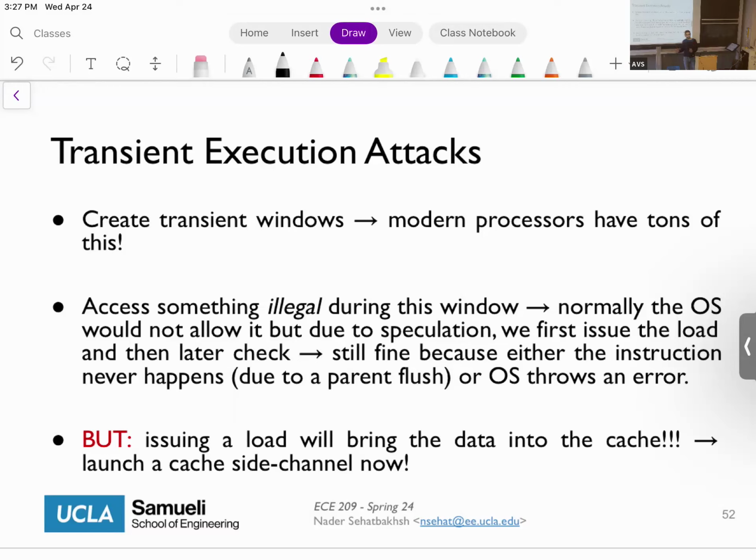The first is I do something illegal during the transient window. I force the system to bring that illegal value to the cache. And now I know what I should do. I will use a cache side channel attack to extract that value. So this is kind of a cloak and dagger kind of thing. You do a one-two punch kind of attack.